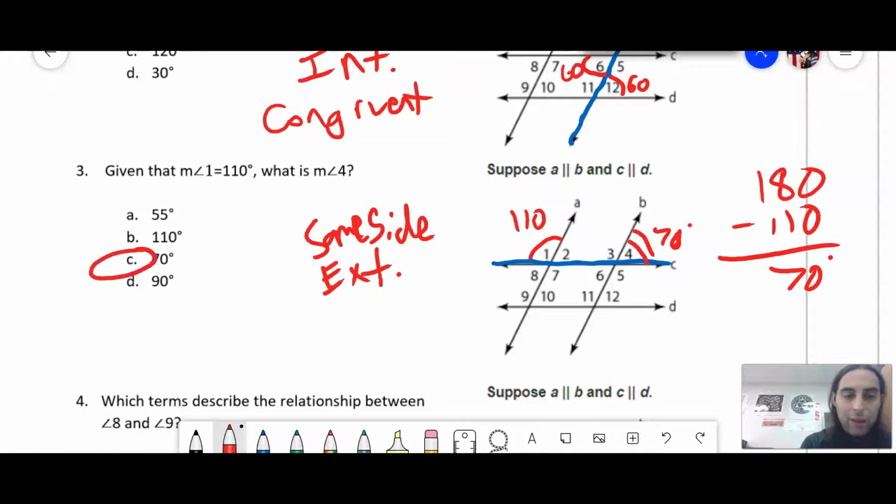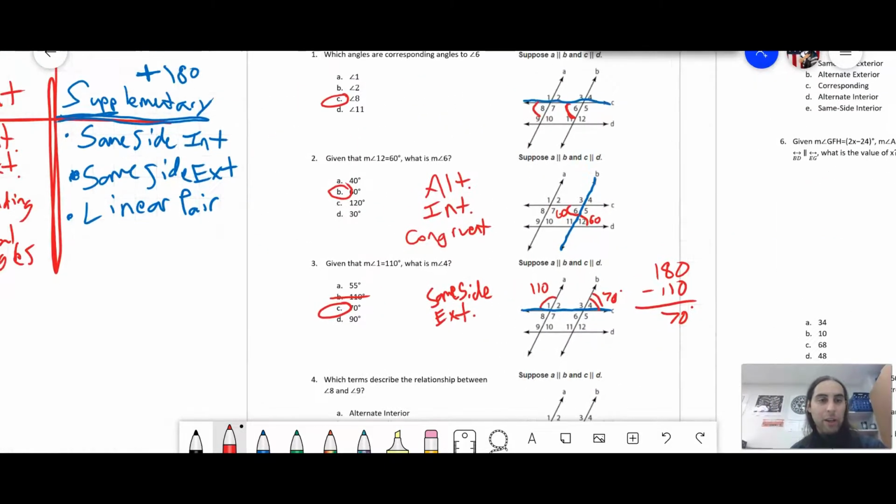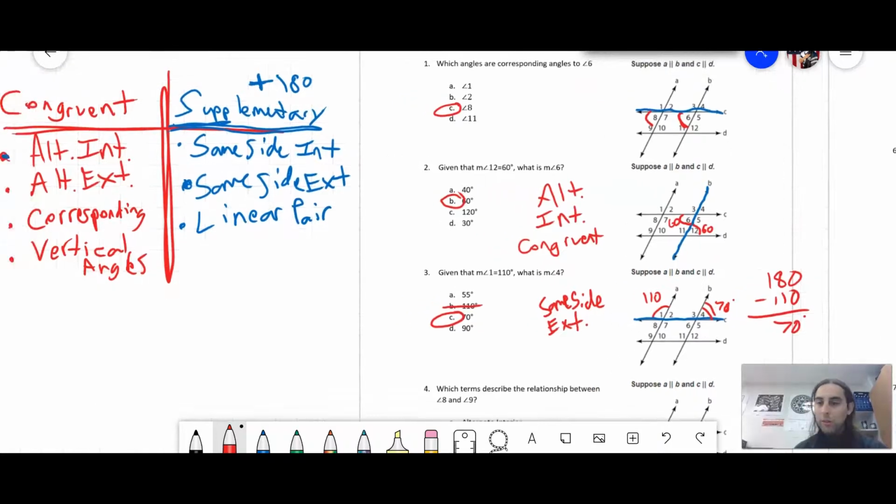Okay. Do you see how letter B is a distractor? Not everything is congruent. So you can either do the eye test. Hey, one's obtuse, one's acute. They're not the same. They add up to 180. Or you can use what you know about these properties. This little chart over here helps you know what's what.